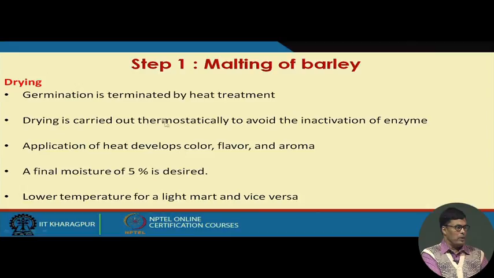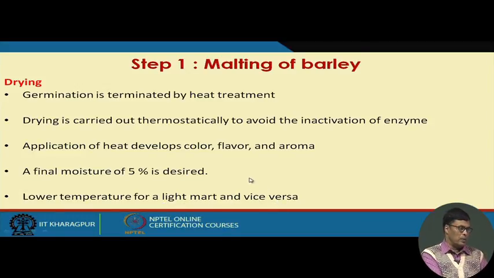Now during drying, the germination is terminated by heat treatment. Drying is carried out thermostatically to avoid the inactivation of enzymes. We maintain the temperature in such a way that inactivation of enzymes doesn't take place, and the application of the heat develops a color, flavor and aroma, and a final moisture content of 4 to 5%, as I told you, is desired. Then lower temperature for a light malt, or vice versa.